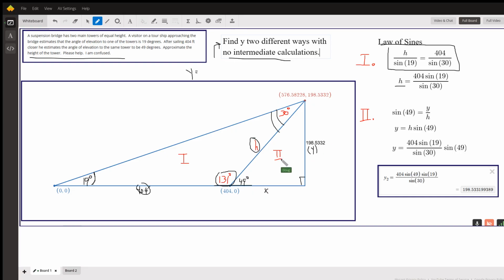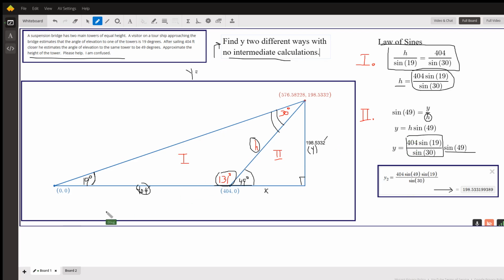And now in this triangle, the sine of 49 is opposite over h, y over h. But we know what h is. So y equals h sine of 49. We know that h is this guy right here. So I just put that expression in for h times the sine of 49. And it looks like the height of the tower of the suspension bridge is 198.5 feet. Okay, so that's one way to do it.